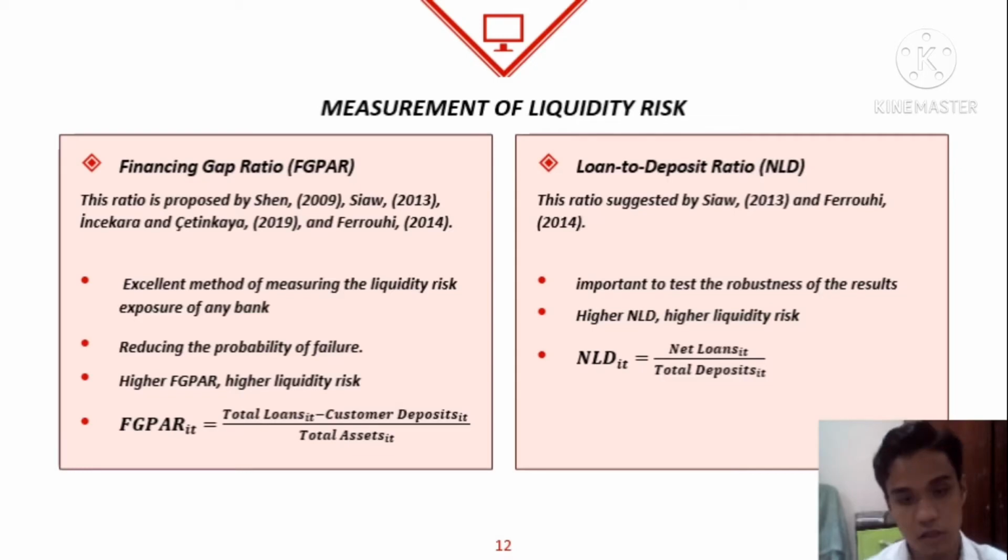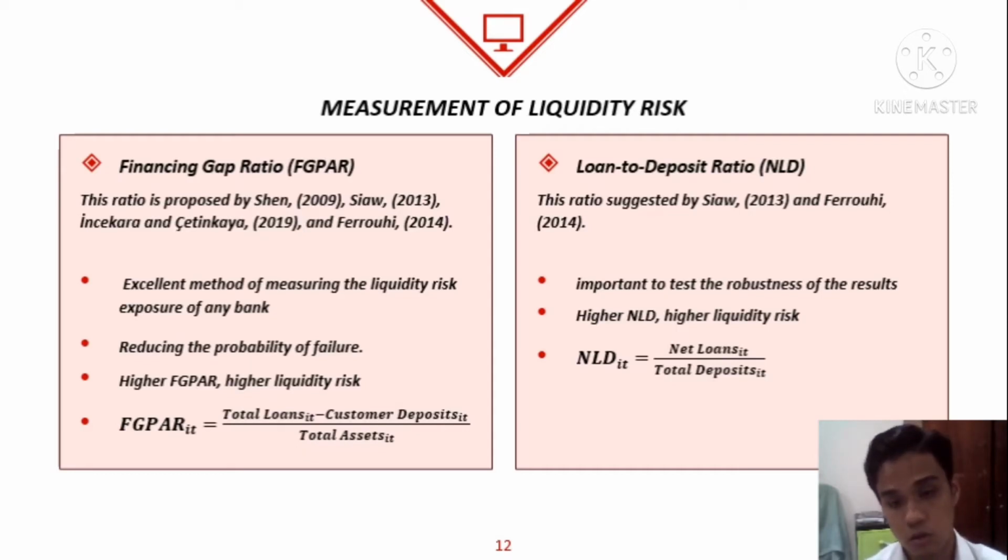There are two methods of measuring liquidity risk. First is the financing gap ratio, FGPAR. Next, the loan to deposit ratio, NLD. The financing gap ratio is proposed by Shen 2009, Sel 2013, Insikara and Satikaya 2019, and Frawhi 2014. This ratio is an excellent method of measuring the liquidity risk exposure of any bank. This method reduces the probability of failure. Higher FGPAR will indicate higher liquidity risk. FGPAR is equal to the total loan minus customer deposit divided by total asset.